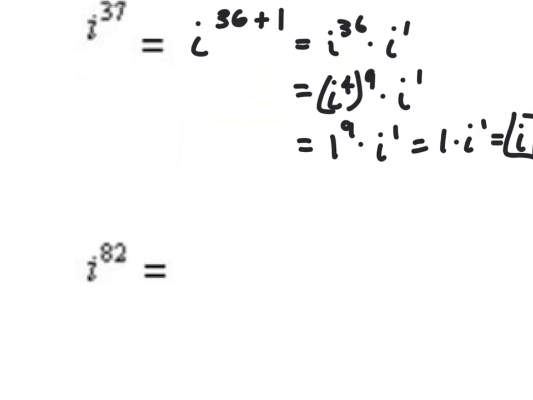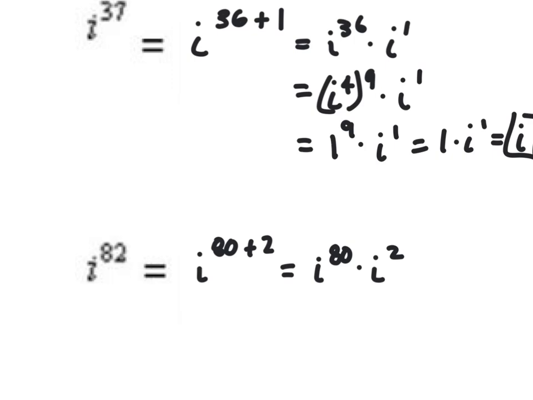Okay, now we've got kind of a trickier one. Let's do i to the 82nd power. Let me rewrite this as i to the 80th power plus 2, and then as i to the 80th times i squared. The reason I'm doing this, guys, is because if I take i to the 80th and i squared, I would add my exponents, and 80 plus 2 just gives me 82. I'm just using rules of exponents right now.